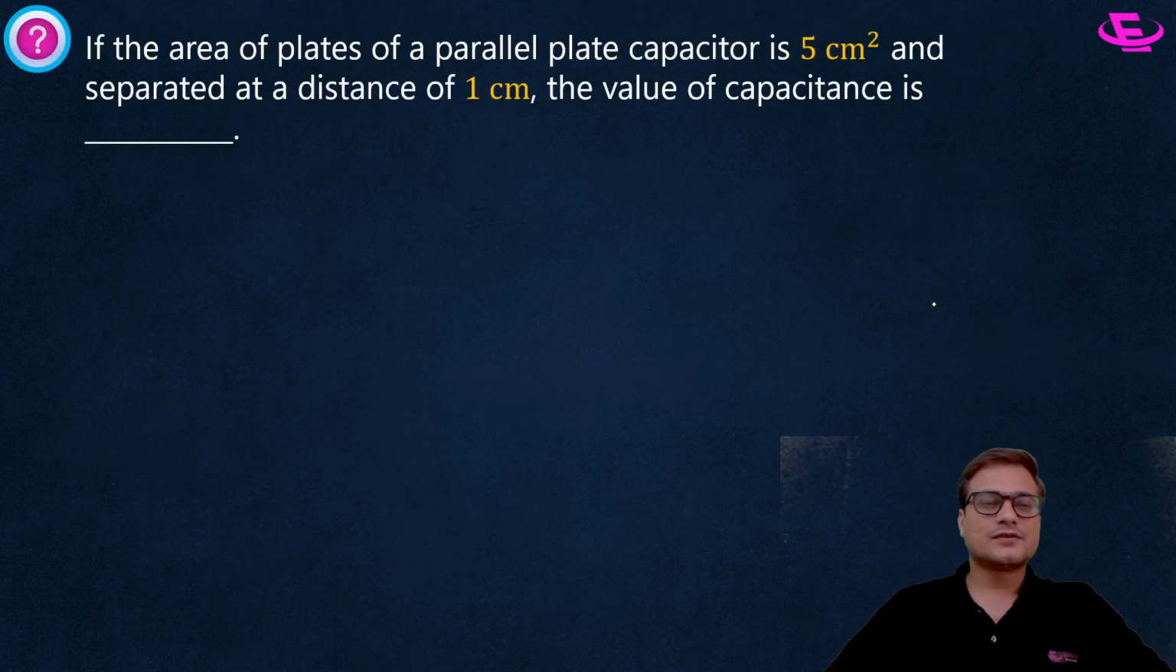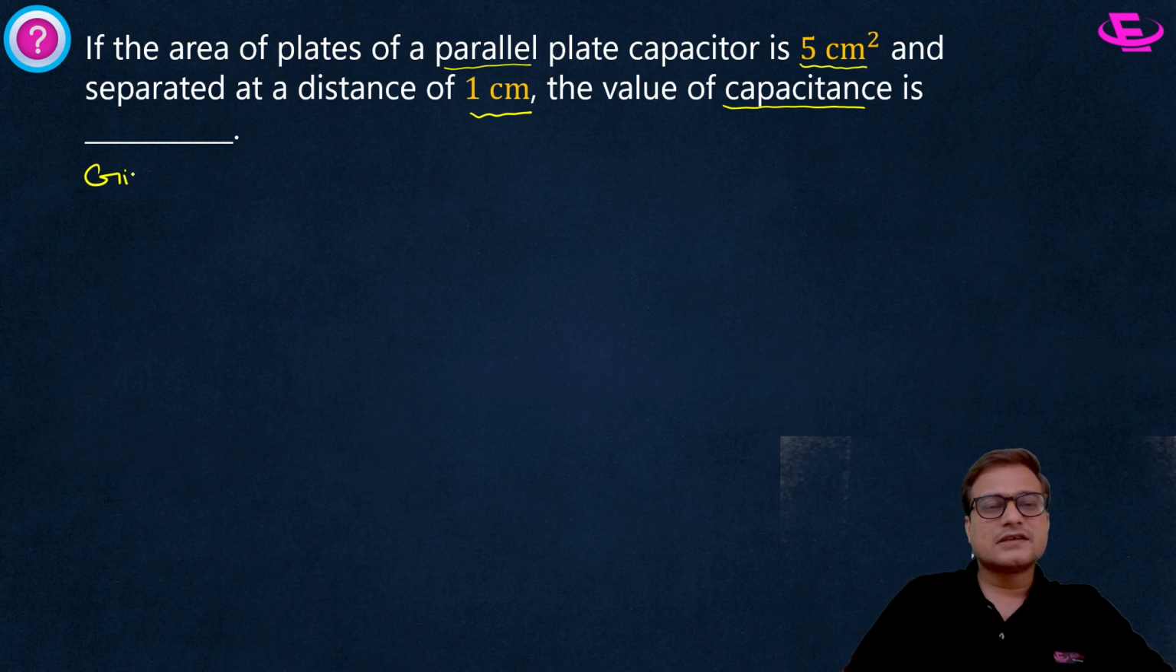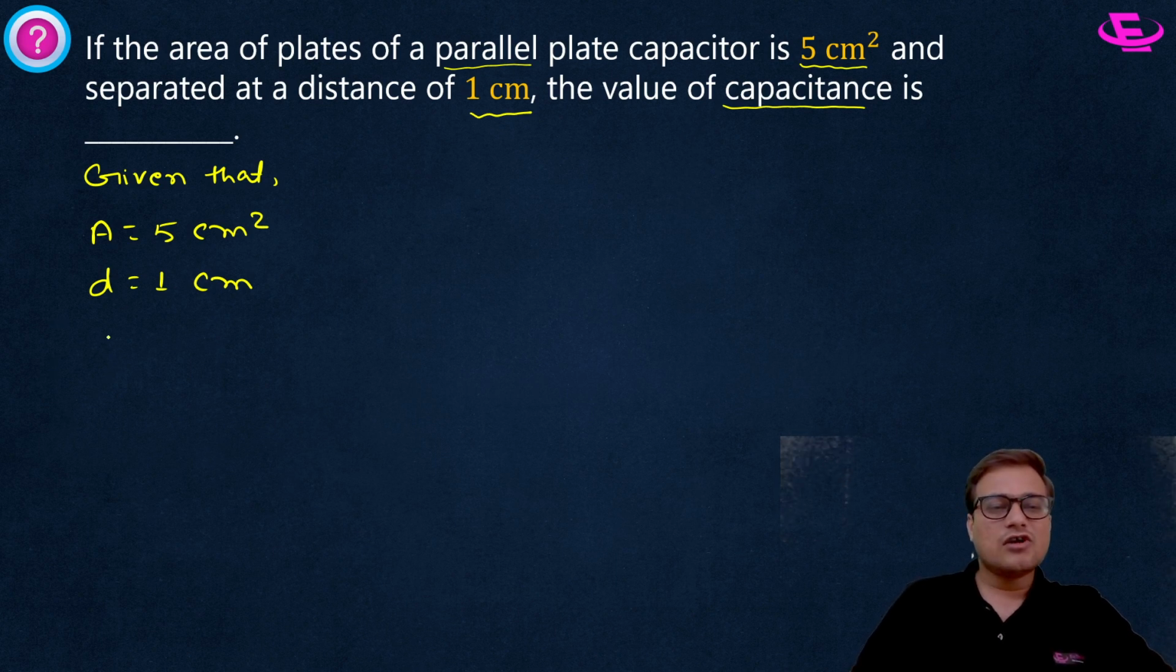Next, come to the question. If the area of plates of a parallel plate capacitor is 5 cm square and separated at a distance of 1 cm, the value of capacitance is. Now you have to write like this, given that area of plates of the parallel plate capacitor, that means A equal to 5 cm square, and distance d is given as 1 cm. You have to find the value of capacitance C. So what will you write? C equal to epsilon naught A divided by d.